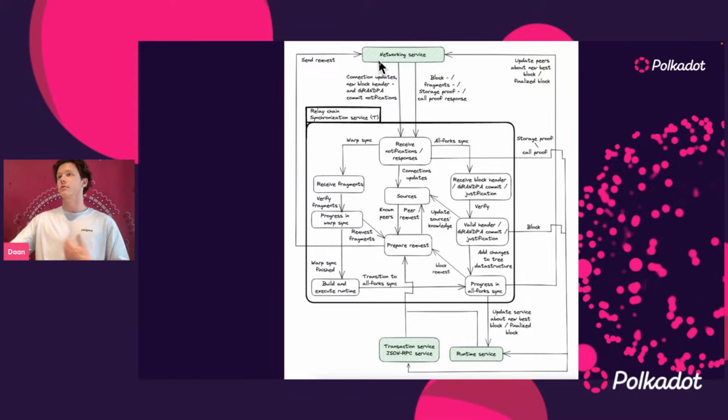Then later on, we retrieve that information and we receive a fragment. We verify the fragments by verifying the actual signatures of these active validators. And in that way, we progress in the warp sync protocol.